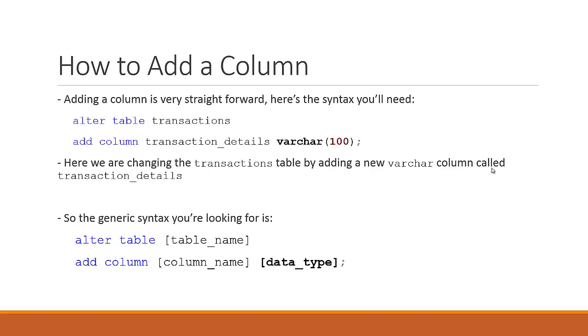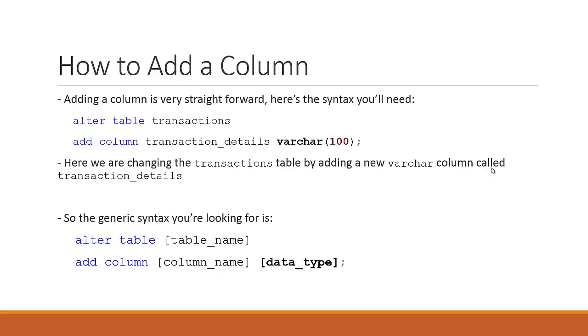So let's start with probably the most popular way to modify an existing table, and that's how to add a column. Thankfully, adding a column is very straightforward. So here's the syntax that you're going to need. In this particular example, we're going to be looking at our transactions table, and we're going to be adding a column that I've called transaction details.